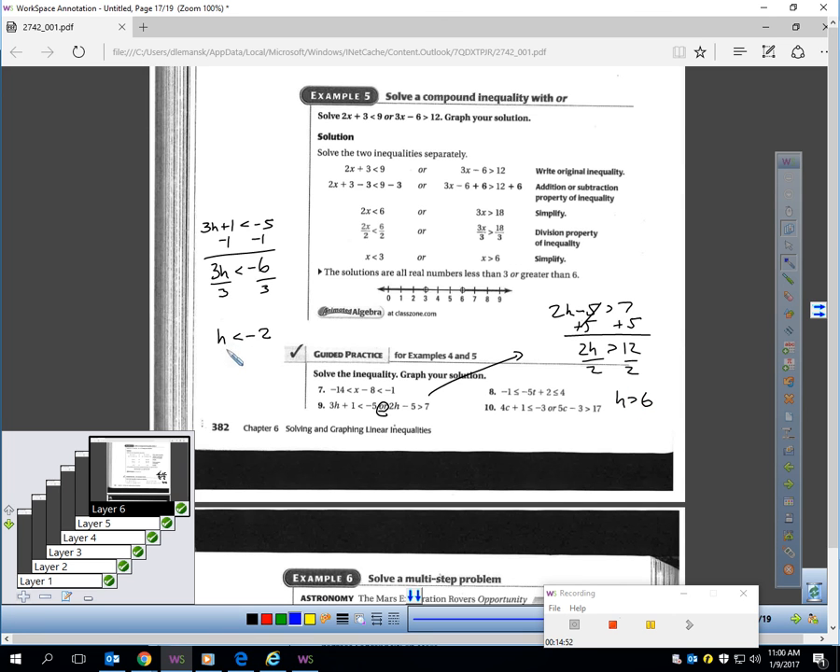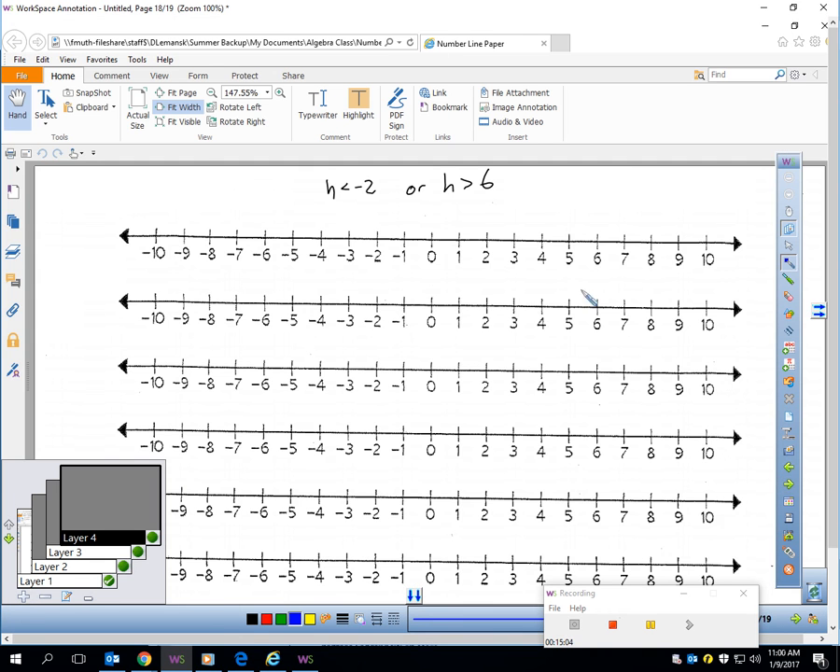So I have to graph h < -2, or, remember, or h > 6. Let's do that. Okay, so h < -2 would be open circle at -2, and then we have h > 6, open circle at 6. We're shading left of -2 and right of 6. There's the graph for h < -2 or h > 6.